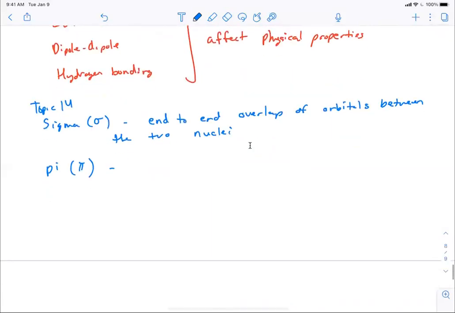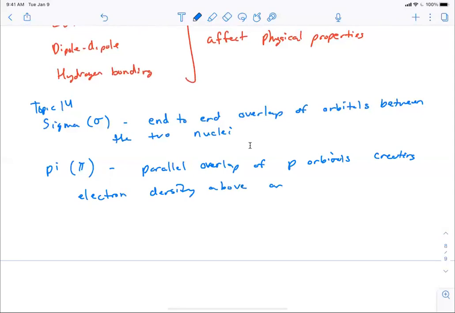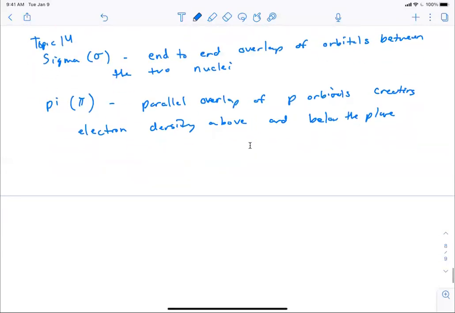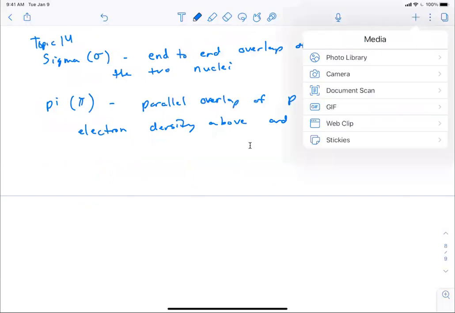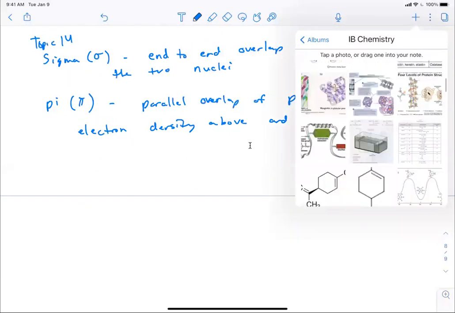A pi bond is a parallel overlap of p orbitals, creating electron density above and below the plane. So this is higher level. I think this illustration will probably show you best what this will look like here.